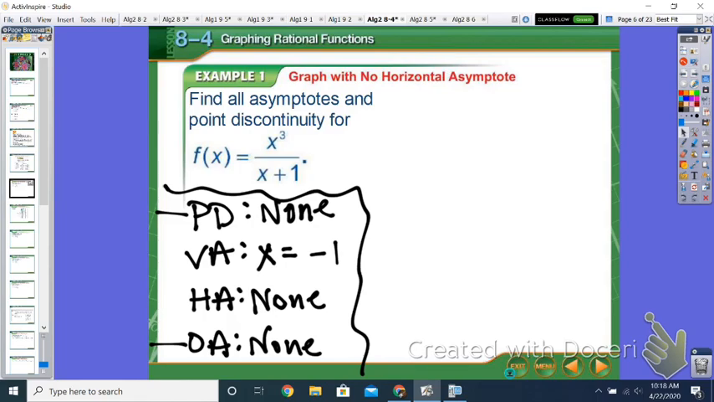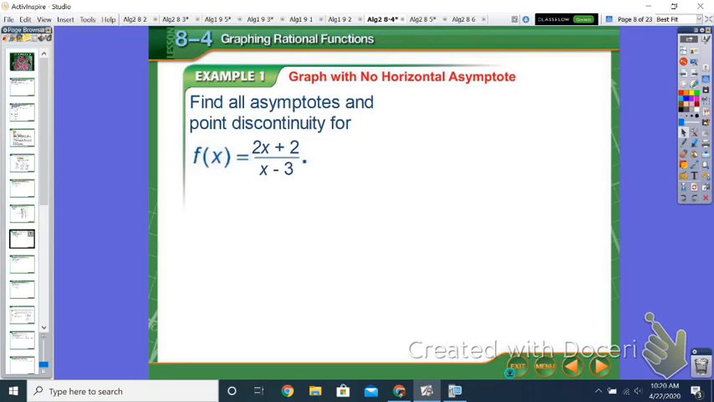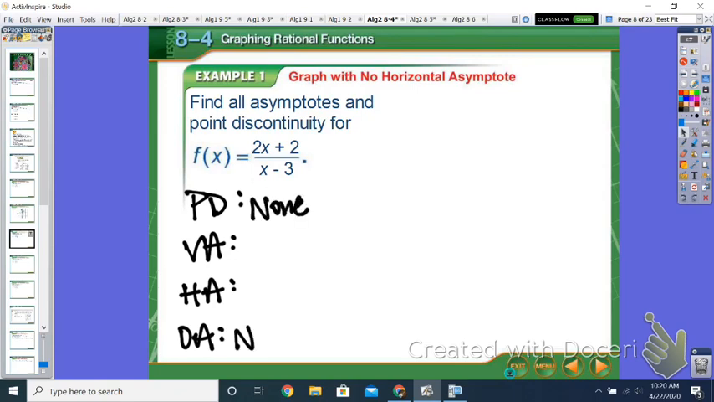So on this first one, that is all you needed, and that would be what the graph would look like. You could see a vertical asymptote roughly where x would be -1, right? And it's a pretty weird looking graph, obviously. Okay? Next possibility. So again, we'll get this set up. And these will again be none.